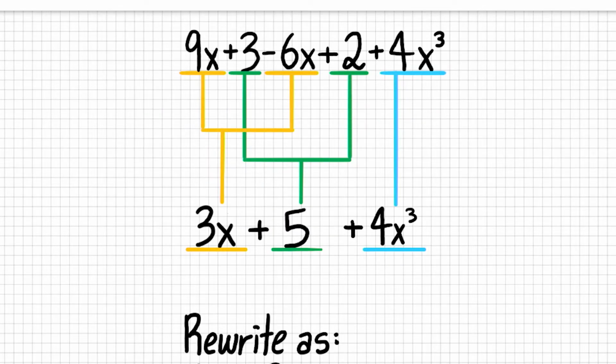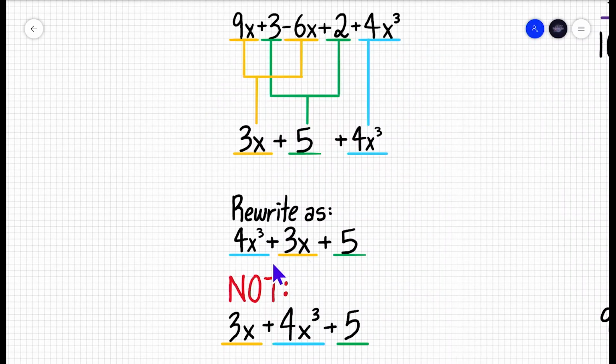Now, another part of combining like terms is being able to rewrite them in order. You cannot just leave it as 3x plus 5 plus 4x cubed, because that's completely out of order. You have to go from the biggest exponent that the variable is raised to, and then finish with the constant. You always finish with the constant because it doesn't have a variable, meaning it's going to go last. So in this case, you would rewrite it as 4x cubed plus 3x plus 5, because 4x cubed is raised to the third power, followed by 3x, which is raised to the first power, and just 5.